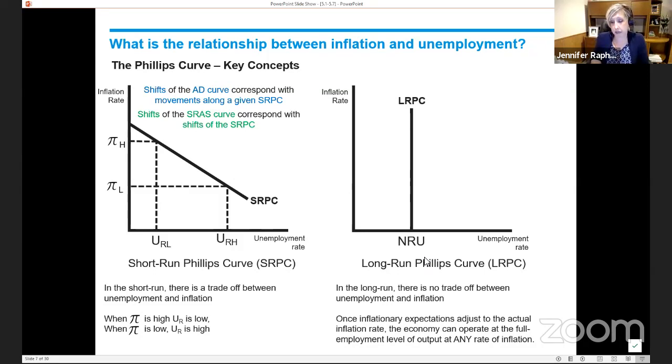But one of the things that you also really want to keep in mind is that neither shifts of aggregate demand or short run aggregate supply are going to shift the long run Phillips curve. The long run Phillips curve is a function of the natural rate of unemployment. So it is only changes in the natural rate of unemployment that are going to cause shifts of the long run Phillips curve, and changes in the actual rate of unemployment will not. All right. So those are the key concepts with the Phillips curve model.